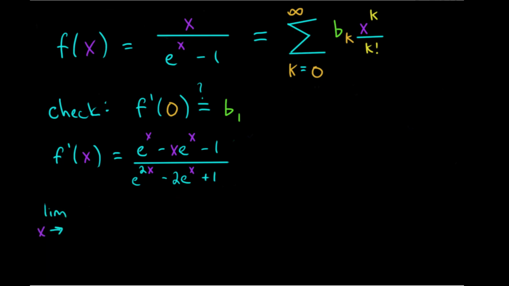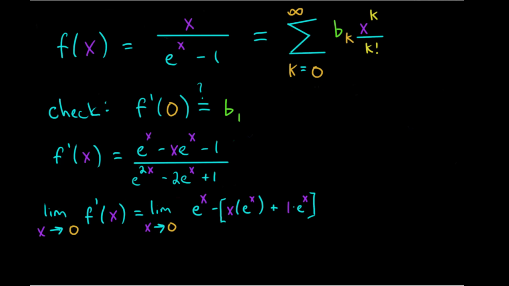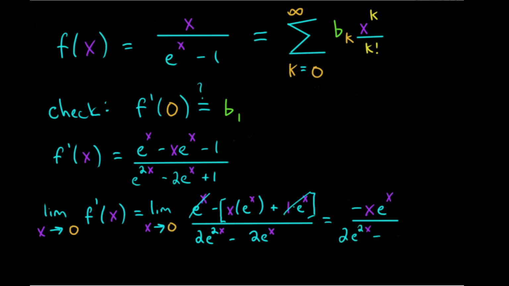So then we have the limit as x approaches 0 of f prime of x equals, now applying L'Hopital's rule, we differentiate the numerator and the denominator. The limit as x approaches 0 of, here's the derivative of the numerator, e to the x minus x times e to the x, this is the product rule, so then plus 1 times e to the x, okay, close brackets, all over 2 times e to the 2x minus 2 times e to the x. So I can simplify the numerator there a little bit to get that this equals negative x times e to the x over 2 times e to the 2x minus 2 times e to the x. And now, when I plug in 0 for x, I still get a 0 over 0 expression.